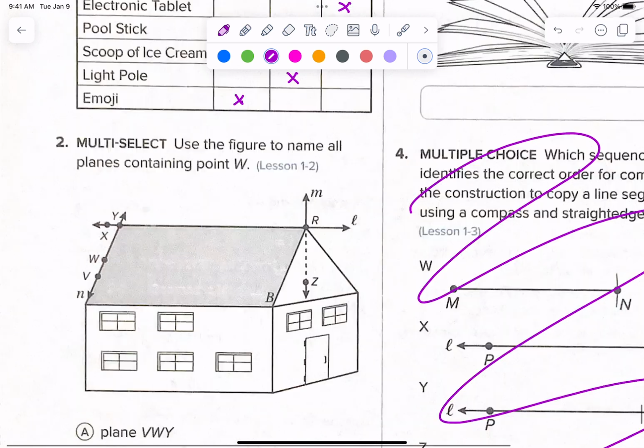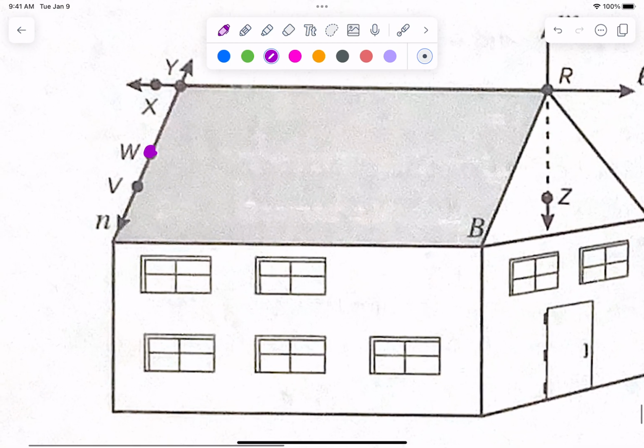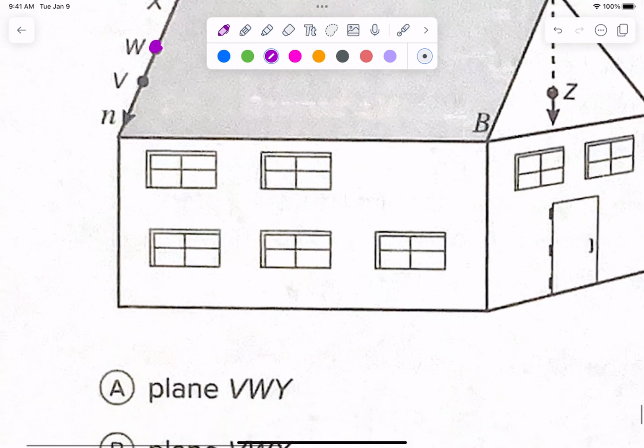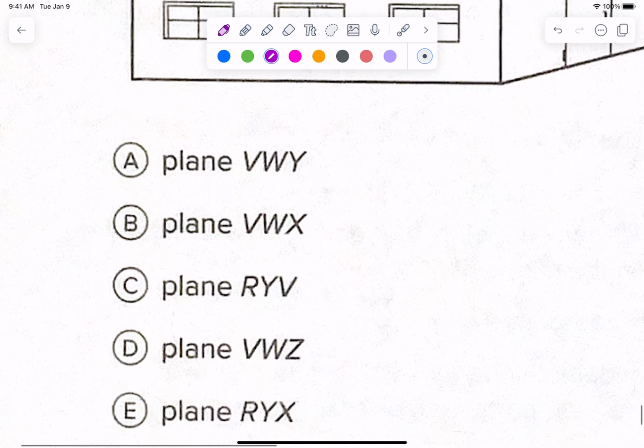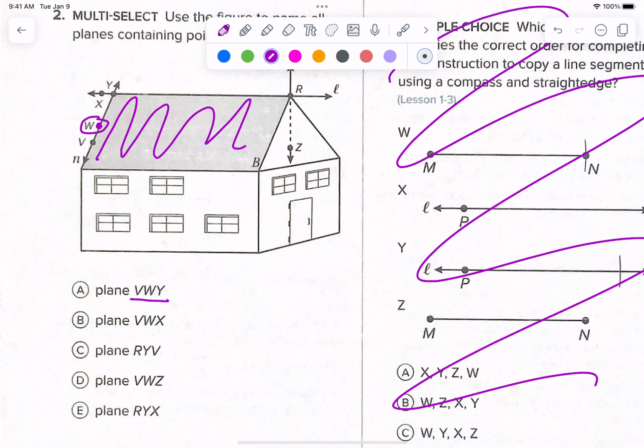We have an A, B, C, D. A lot of these are multiple choice. Use the figure to name all of the planes that contain point W. Okay? Really, on here, I can only see one plane. There's another one on the back side, but I can only see one plane that contains point W. So they're giving me different names for that plane and saying, do any of these names work? So point W is this guy right here. This front plane, can I name him plane VWY? Yeah, I think so. That will work.